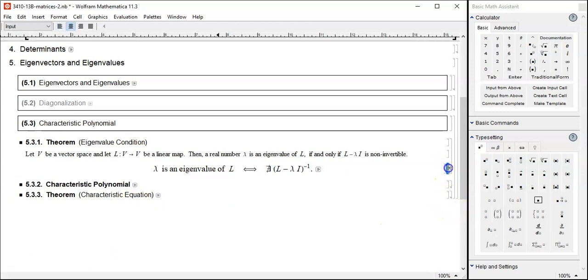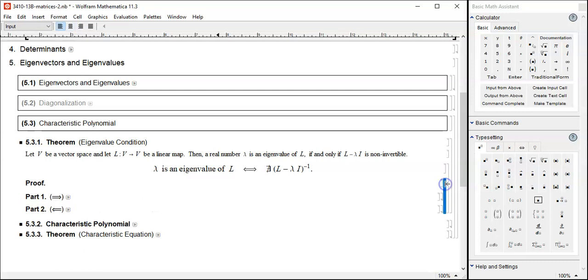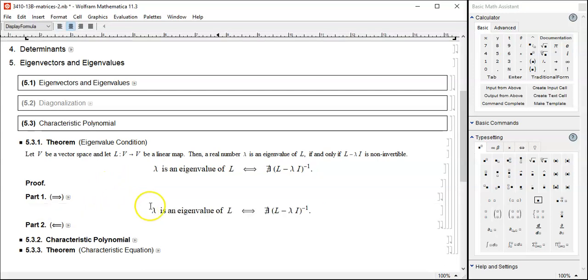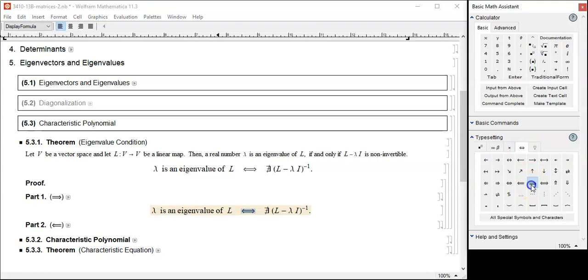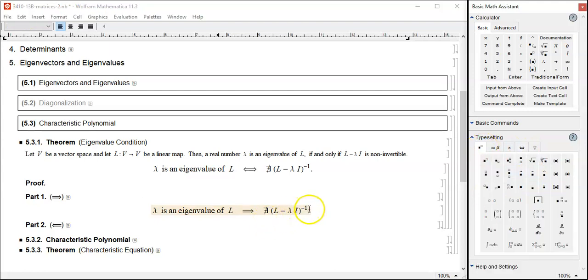Okay, go ahead with the proof, and it's not going to be that simple because this is an if and only if. We have to prove two different directions. First, if lambda is an eigenvalue of L, then we have to prove this. No, let's keep it at if and only if, by the way.